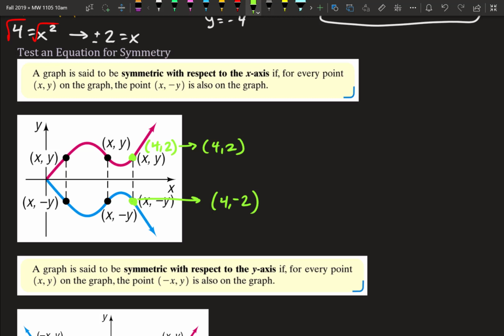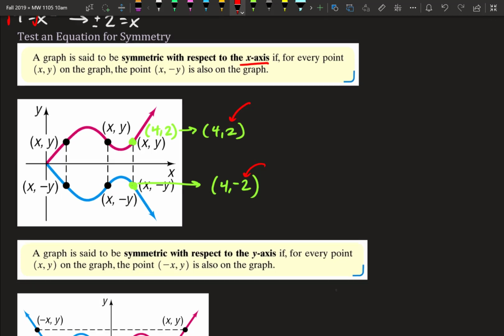So it's said to be symmetric to the x-axis. What do you notice that's opposite? The y's. Math makes sense sometimes. Most of the time it does. If we're talking about x-axis symmetry, the opposite, which is y, will be different. That's why the 2 changes to negative 2, and that's how it becomes symmetrical. So that's what it means: for every point (x, y), you also have (x, negative y). So you have the opposite y.